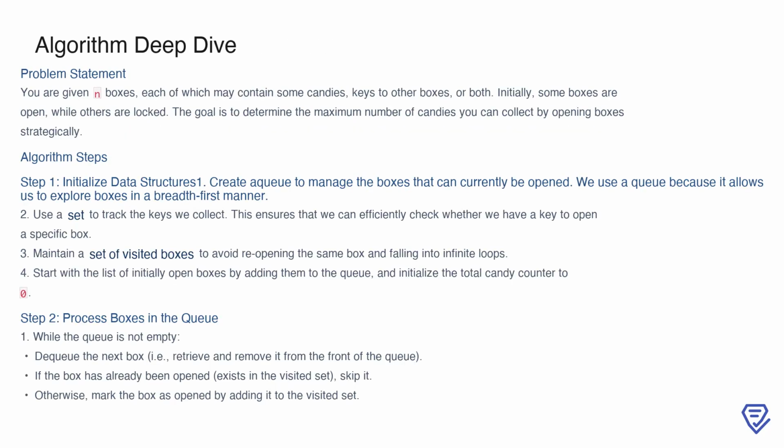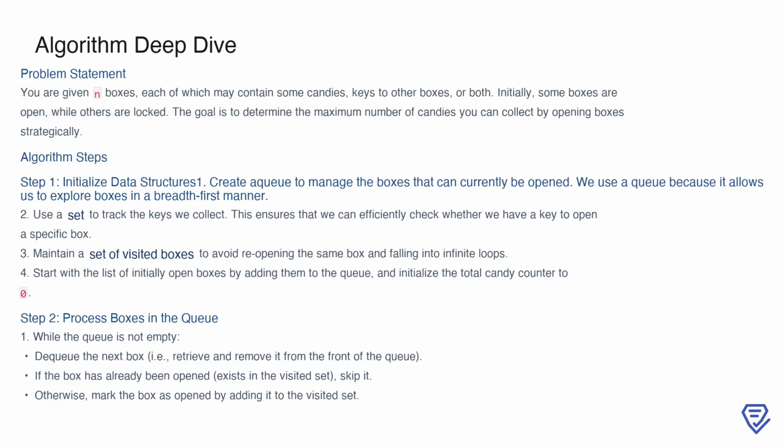To solve this problem, we need a structured strategy to navigate through the boxes and collect the maximum number of candies. First, we initialize key data structures. A queue will help us manage the boxes we can currently open, ensuring a breadth-first traversal of the boxes. This is important because it allows us to systematically explore each box and its contents.